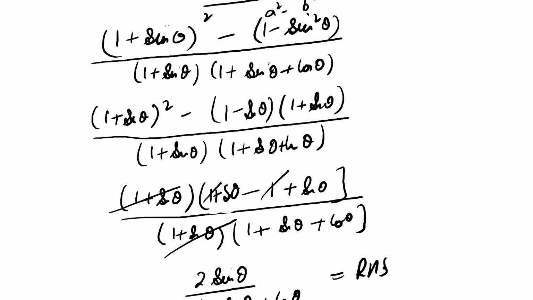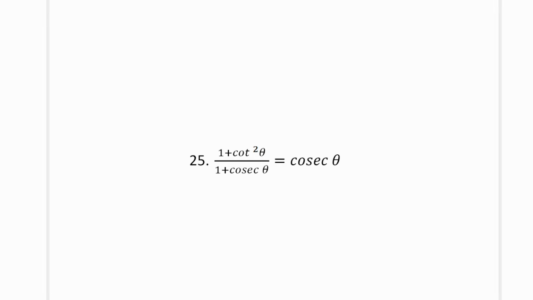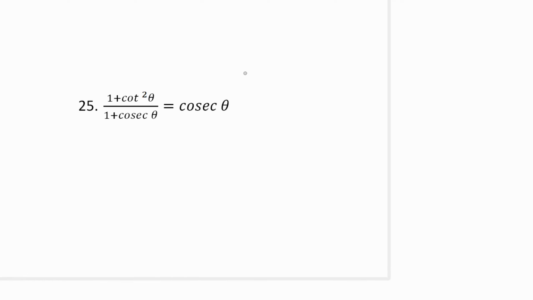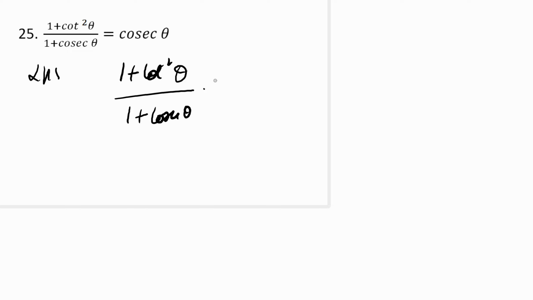Now the last question. The last question is 1 plus cot square theta upon 1 plus cosec theta is equal to cosec theta. Okay. Now this was more tiring than I expected. Now we have come to the last question. So we will be using the identity again. 1 plus cot square theta is cosec square theta. We have to prove this.